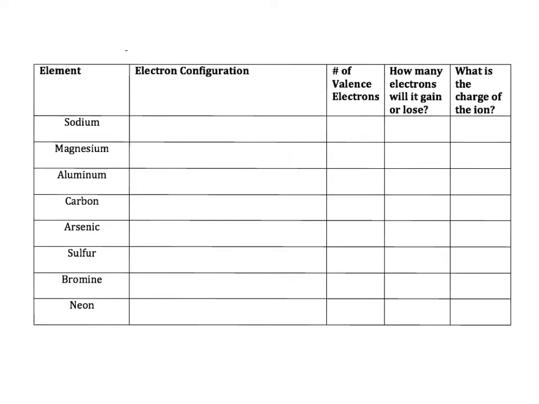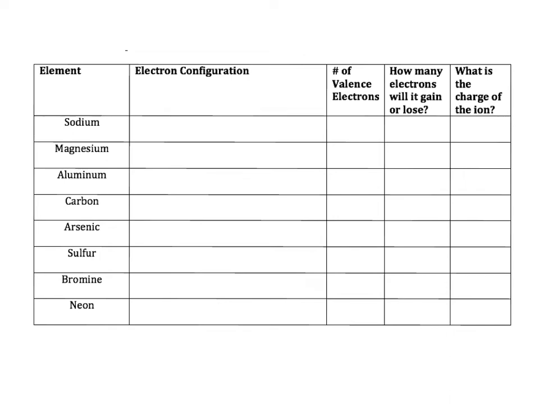So I want you to take a second, before we start talking about valence electrons and whether they gain or lose or what's the charge, to practice filling out some electron configurations. We have 1, 2, 3, 4, 5, 6, 7, 8 elements here. I'll do a couple of them. Pause the video. You go in and fill out the rest of them, okay?